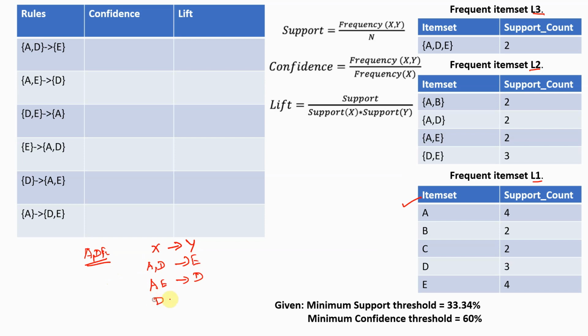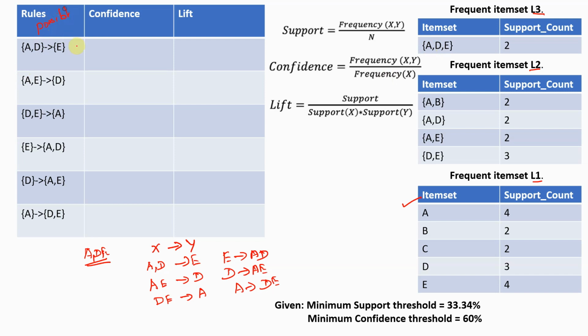Then I can create a combination of DE with A. In parallel, I can have E with AD, D with AE, and A with DE. So these are the various association rules I have. These are not yet the final association rules; this is from the final frequent set I have created.